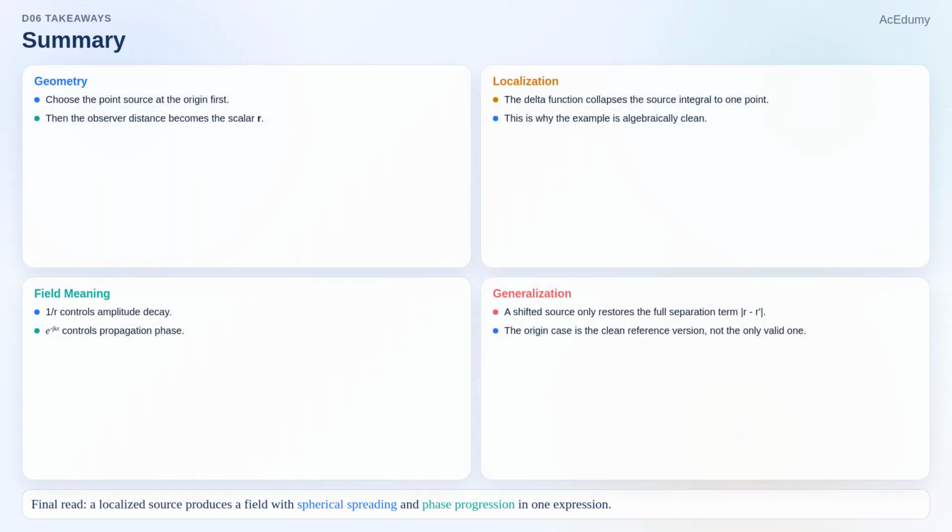That is why the point source example matters. It is not the final antenna we care about, but it is the cleanest source-to-field example we can solve first. The delta localizes the source. The integral collapses. At the origin, big R becomes r. And the result reveals spherical spreading and propagation phase in one expression.